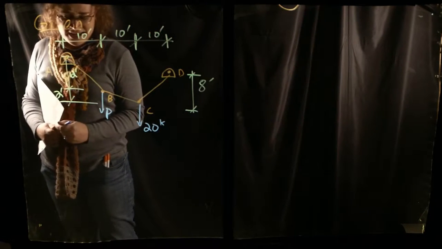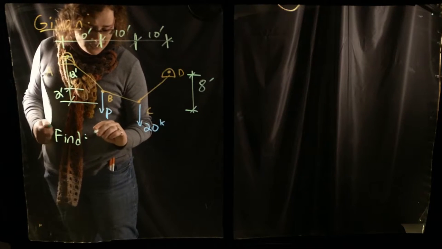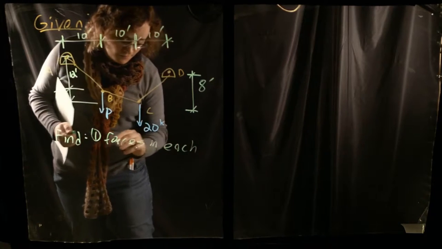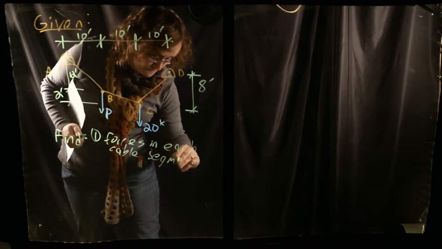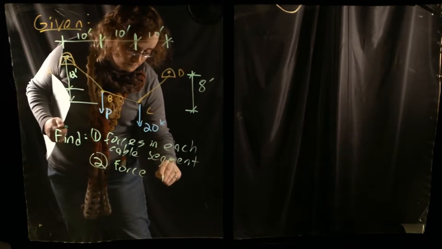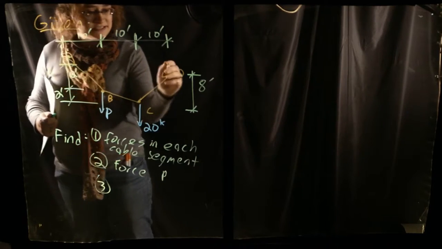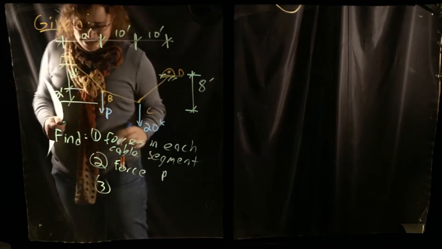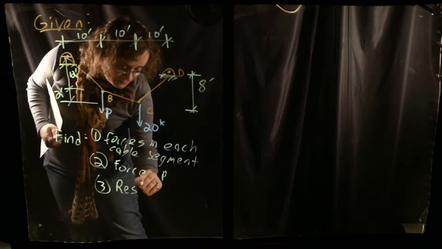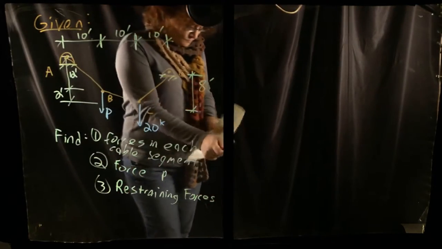So all of this is given, and what I want to find is, let's find the member forces or the cable forces in each segment. So one, the forces in each cable segment. Two, I want to find the unknown force P. And three, any reaction forces at A and D. Because A and D are supports, they're pin supports, although that isn't necessarily so important for a cable system. So I want to find the restraining forces at A and D.